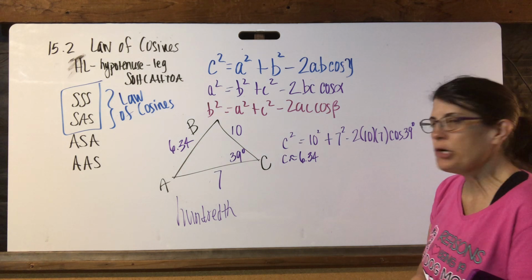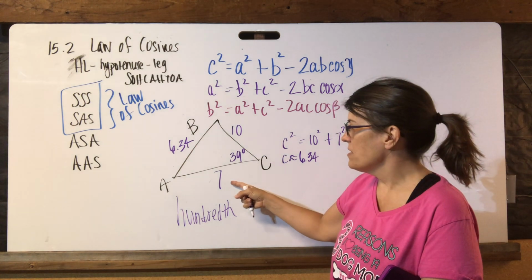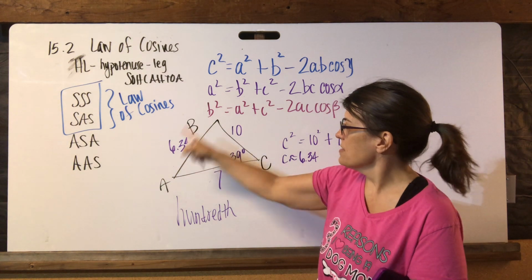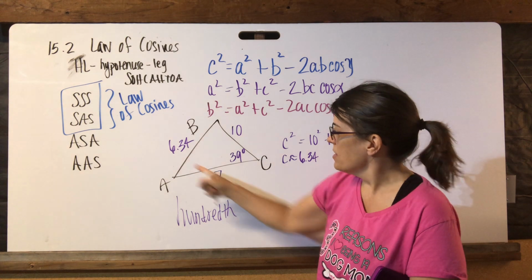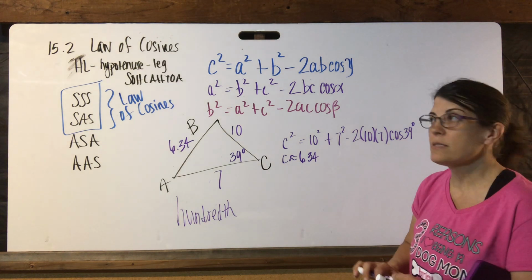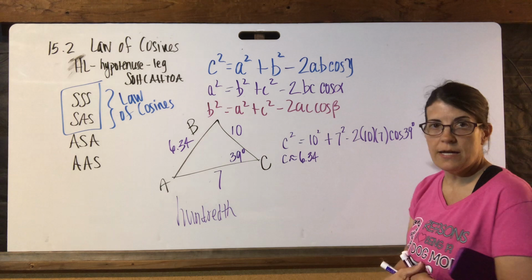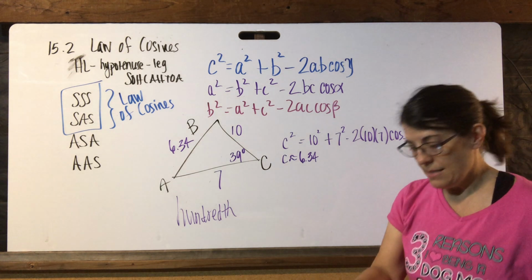Seems realistic. You can also check by doing the triangle inequality. 10 plus 7 is 17, greater than 6.34. 6.34 plus 10 is greater than 7, and 7 plus 6.34 is greater than 10. And there you have it. This is literally a matter of knowing the formula and plugging in. So that's side, angle, side. Let's look at side, side, side.